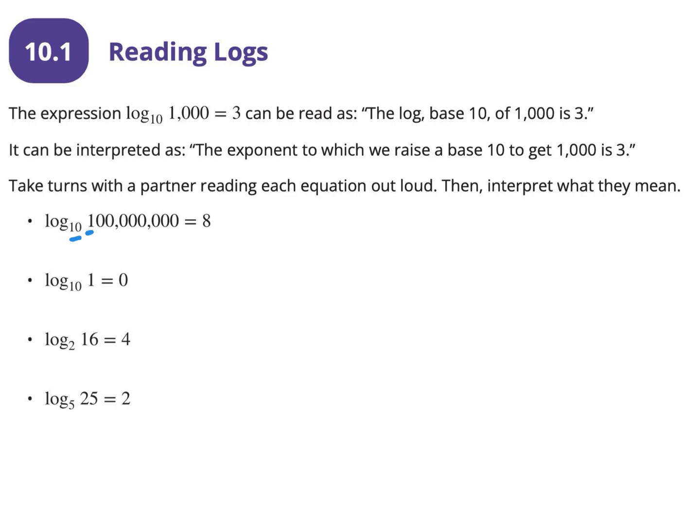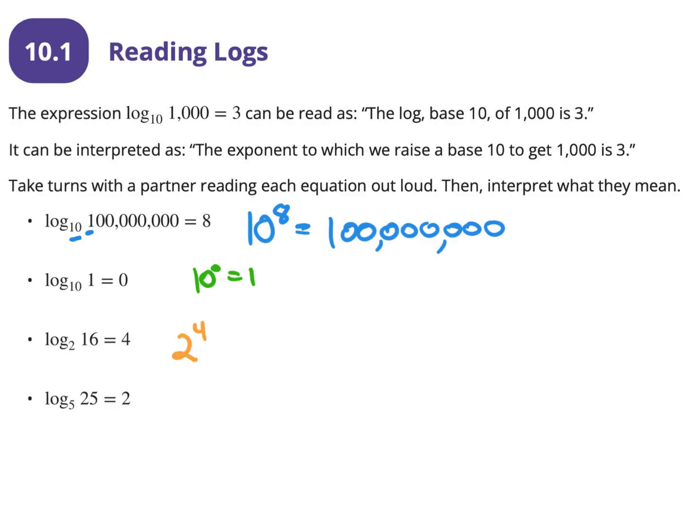So now let's look at changing it to exponential form. 10 to the 8th power is a 1 with 8 zeros behind it. 5, 6, 7, 8. Okay, 100 million. 10 to the 0 equals 1. Now, let's look at something different here.